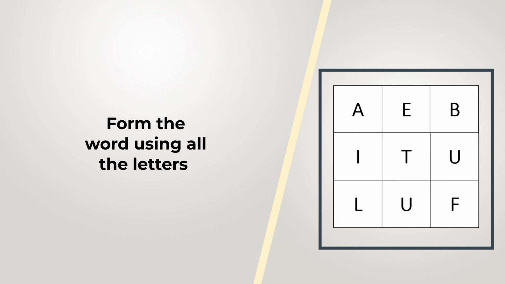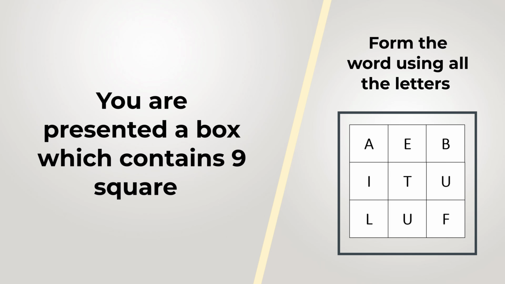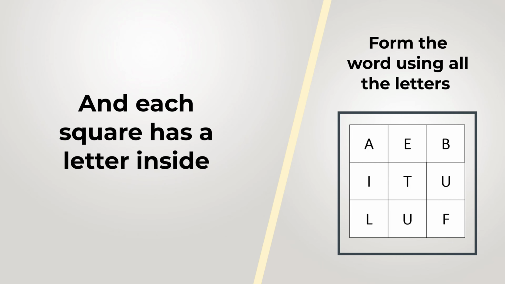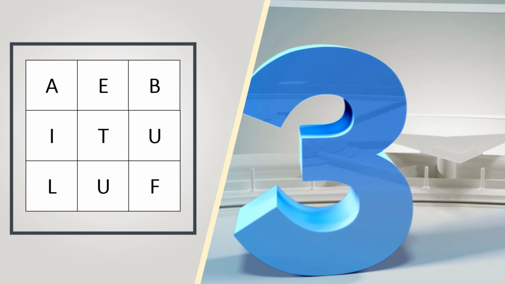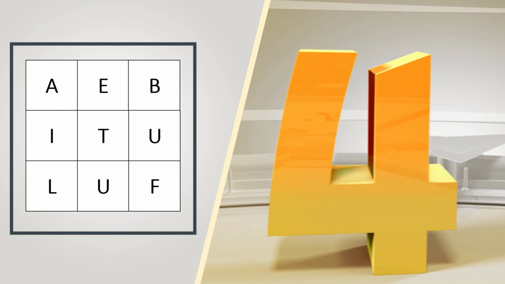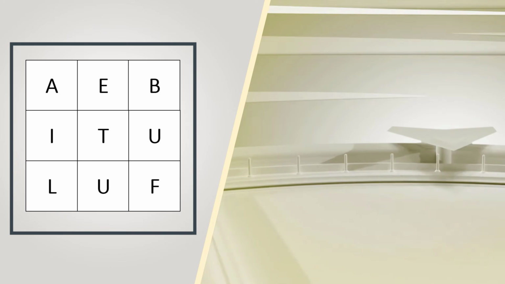Here is the tricky question, which tests your imagination, knowledge of English words, and logical reasoning. What word can you form using all the letters in the box? And you're presented with the box that contains 9 squares, and each square has a letter inside. Take a closer look at this picture and see if you can come up with the answer. This might be the right time to pause this video to see if you can come up with the answer on your own. Do you think you know the answer? Let's continue to see how we can solve this and get to the correct solution together.